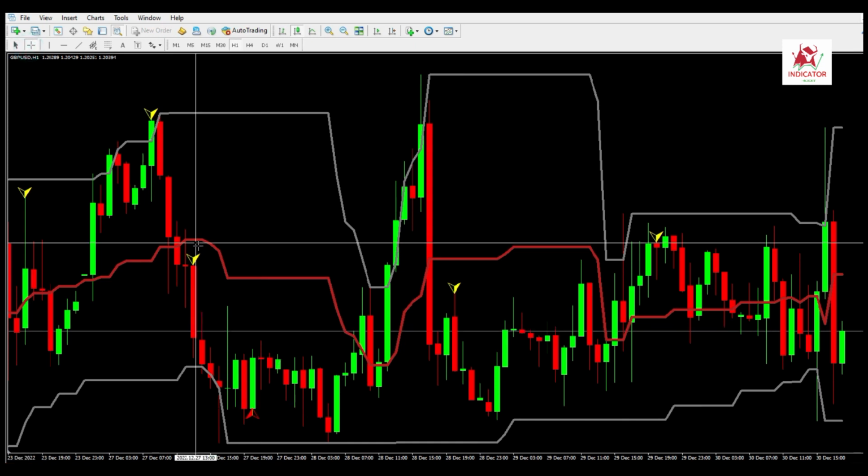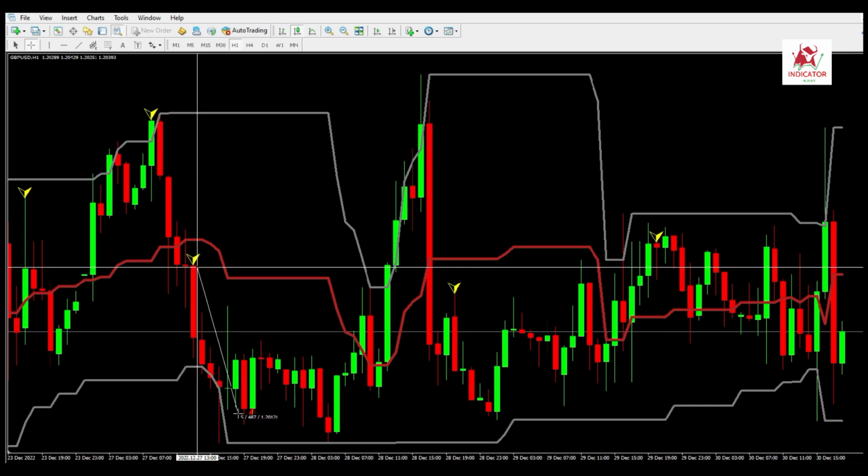Trading rules. Moving min and max strategy trades only in the direction of the main trend. Trend up equals moving min and max aqua bar. Trend down equals moving min and max red bar.